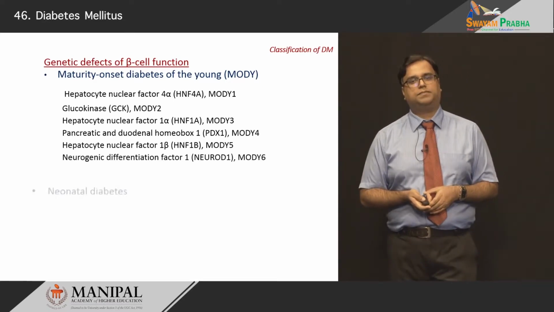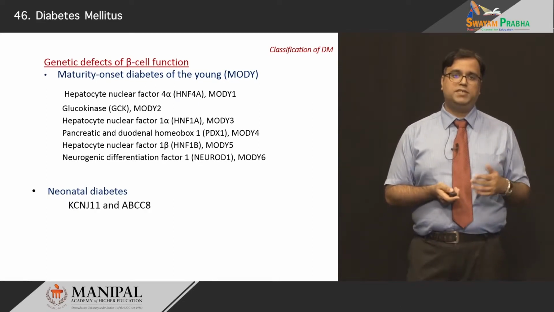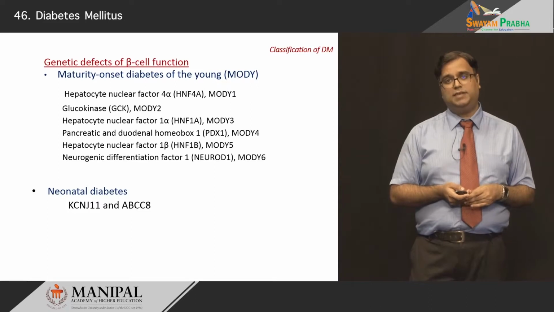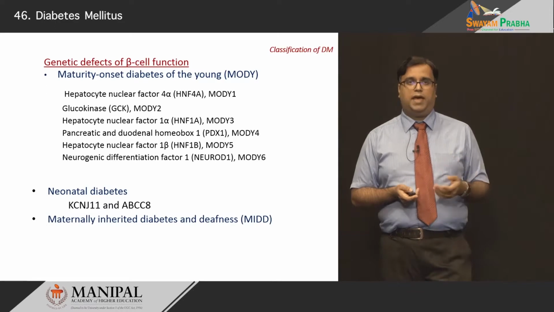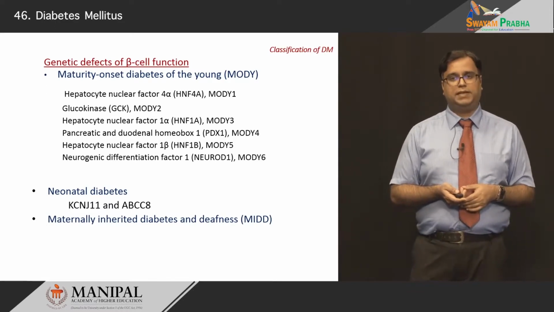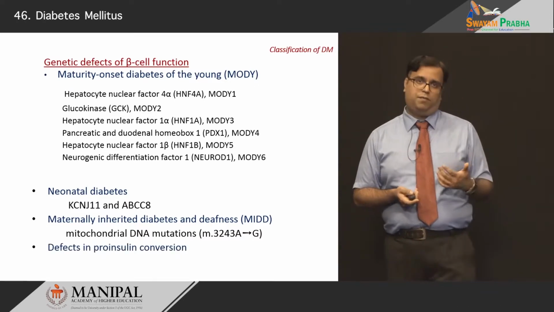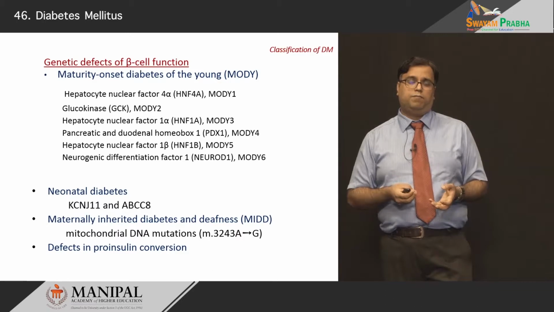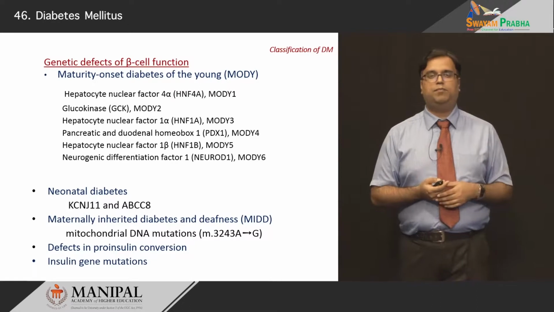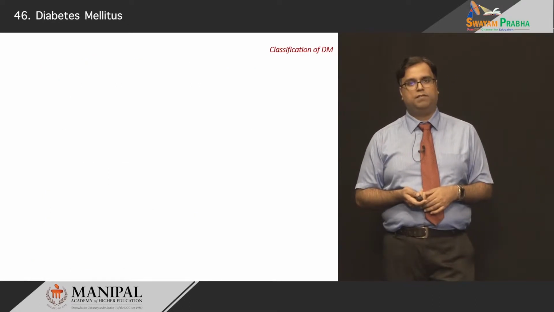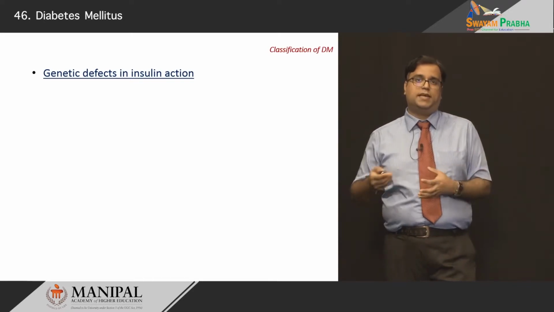You also have neonatal diabetes, a recently discovered entity in the last decade or so, where there are mutations specifically in ABCC8 and KCNJ11. You also have maternally inherited diabetes and deafness, MIDD, where certain DNA in the mitochondria is mutated, or you may have problems in insulin derived from proinsulin, so the conversion of proinsulin is defective, or you may have inherent gene mutations in insulin itself. What about some of the other things on insulin action? It is synthesized, but its action is not effective.